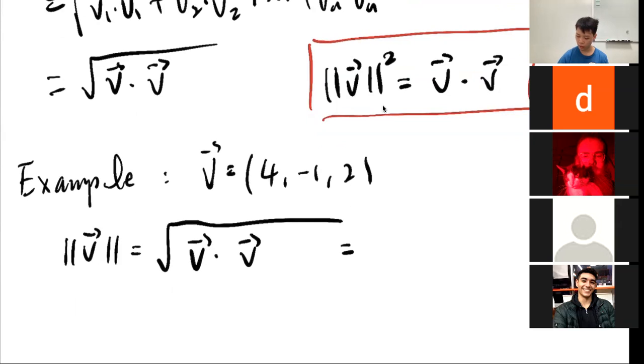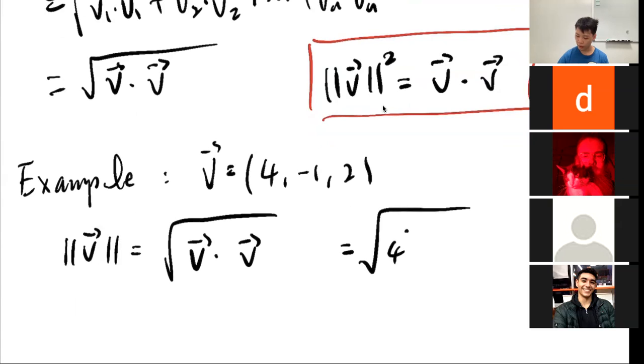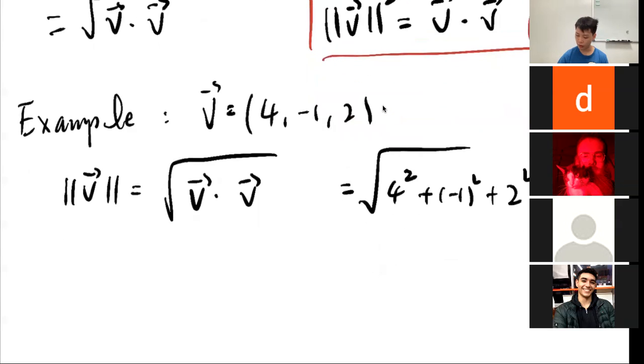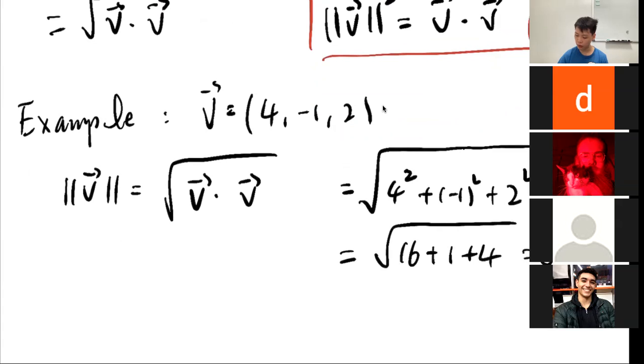This is the square root of 4 times 4 plus minus 1 times itself, and then 2 squared, which is the square root of 16 plus 1 plus 4, so the square root of 21. Right? Does it make sense? Yes.